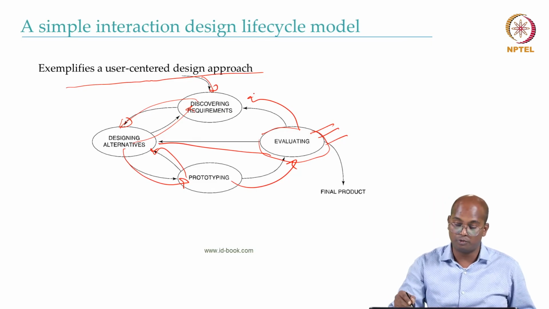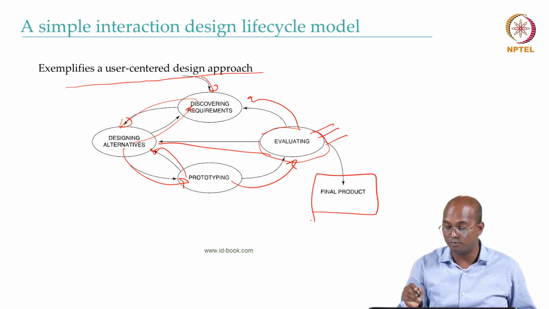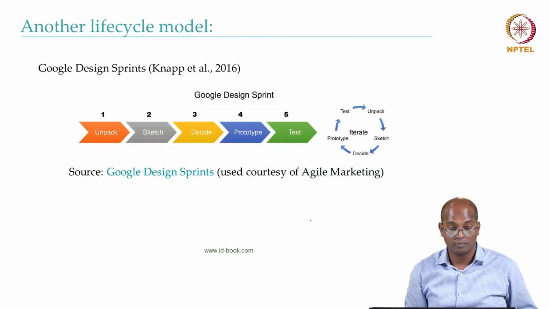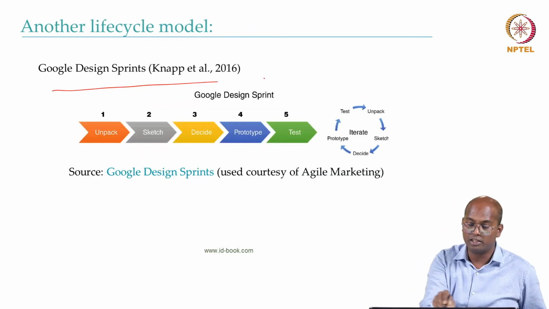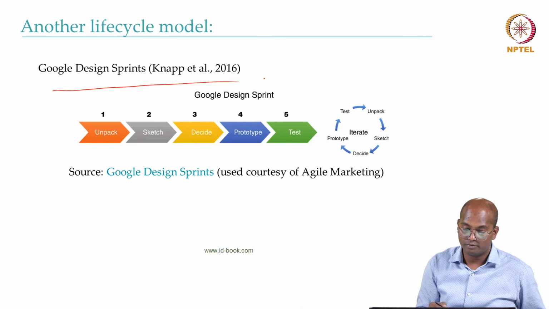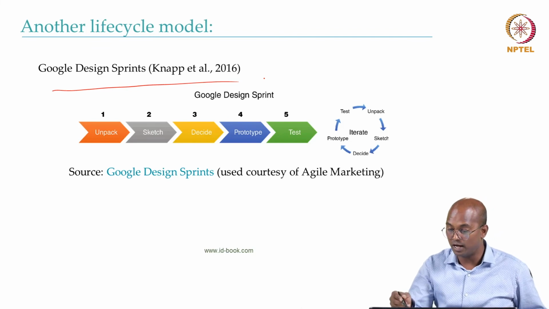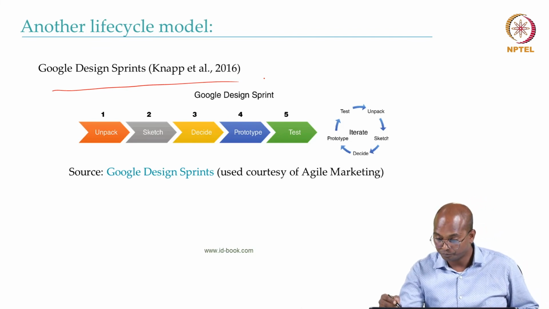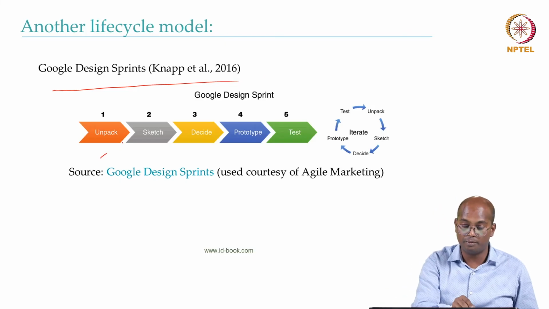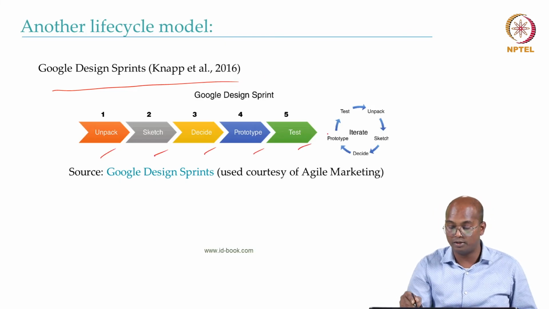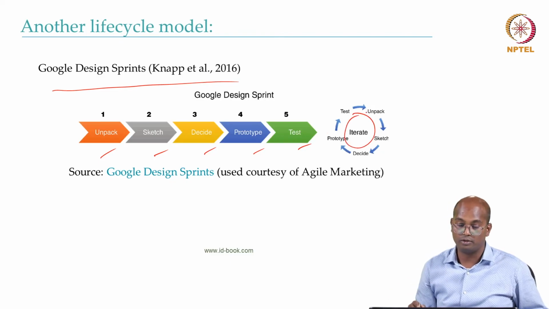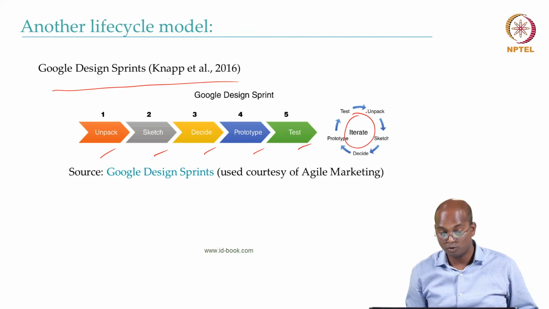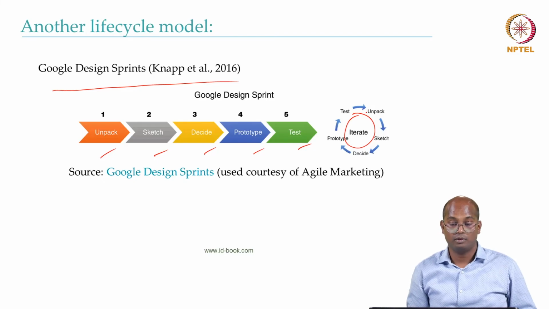And this is an iterative process that is happening, and finally you end up with the final product. So this is Google Design Sprint, where it's a very quick thing. You can see that. It simply starts with unpack, sketch, decide, prototype, and test. And this iteration keeps going on, and you end up with a very quick prototype for this.